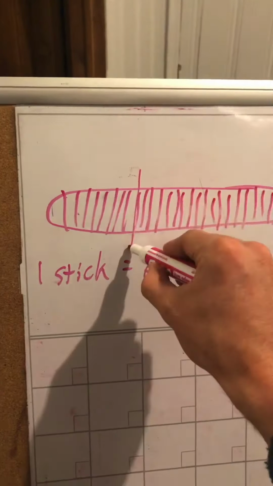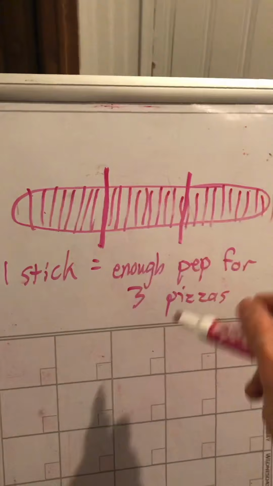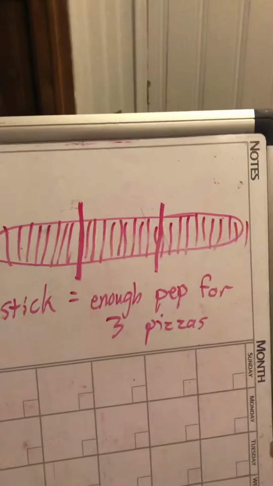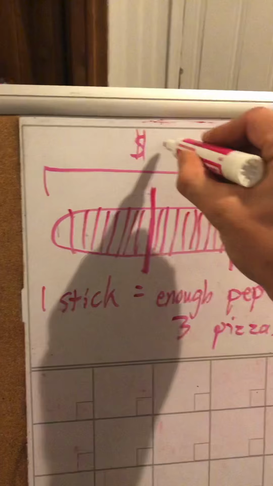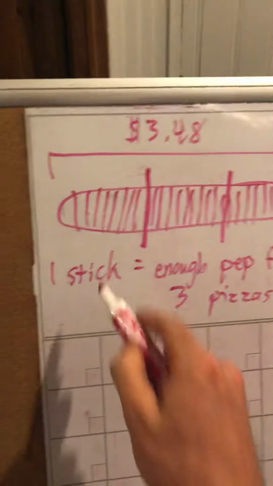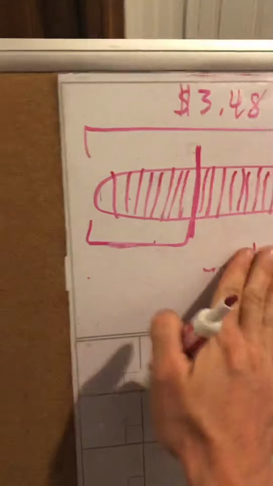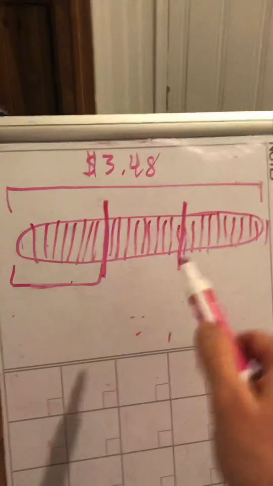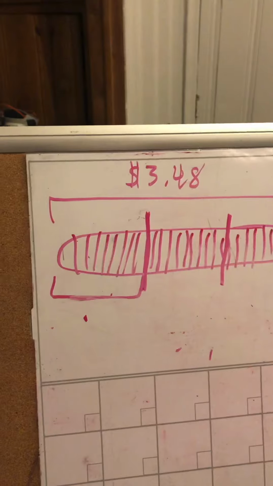That means that if we cut this big stick of pepperoni into 3 equal parts, each one of these would be enough pepperoni for 1 pizza. This whole log costs $3.48. So we need to figure out, if we only need this much to make 1 pizza, how much this one section of the log costs.